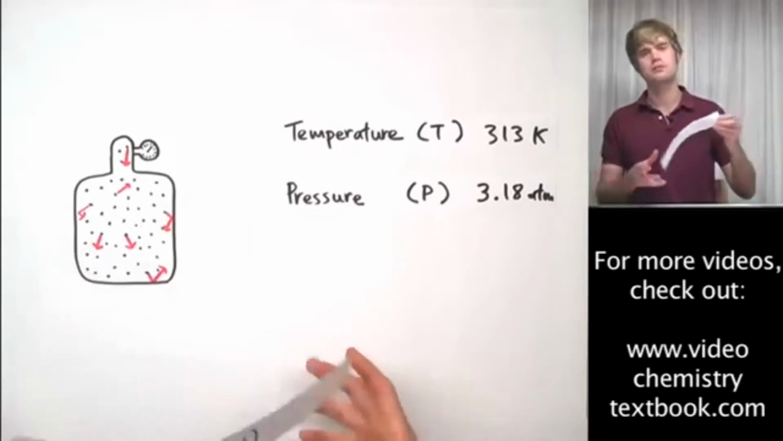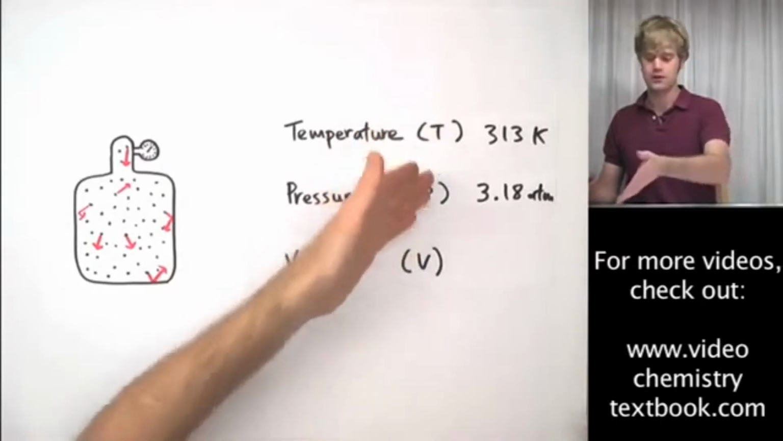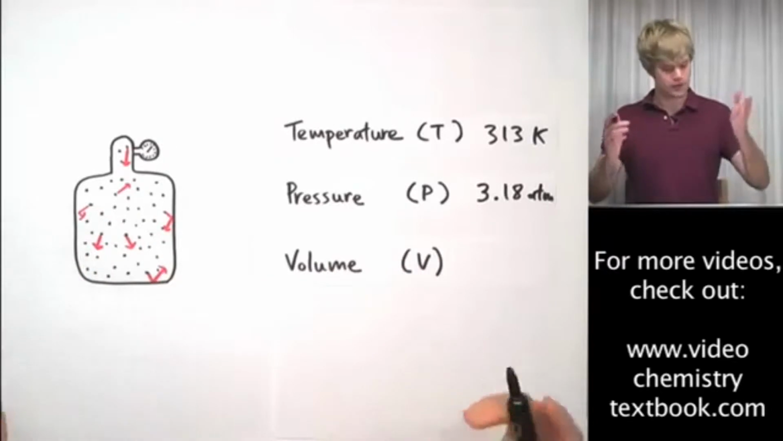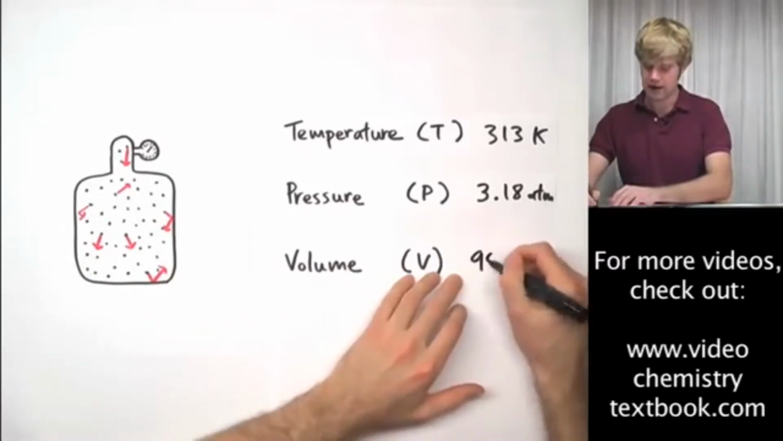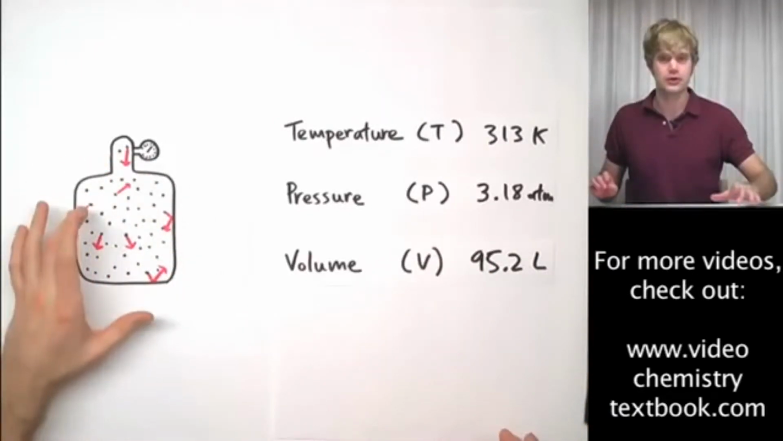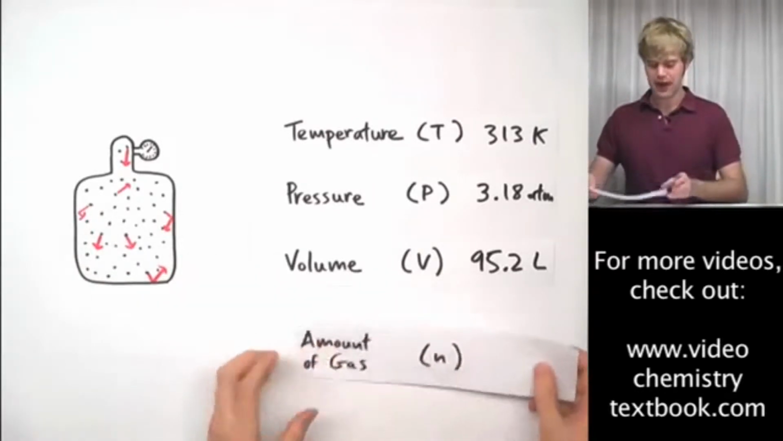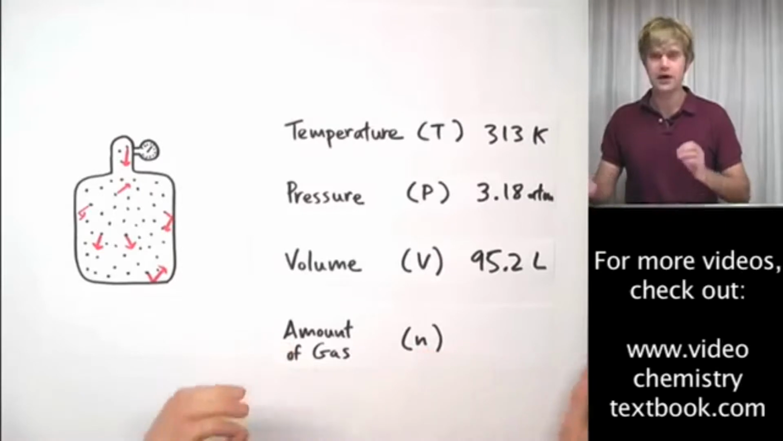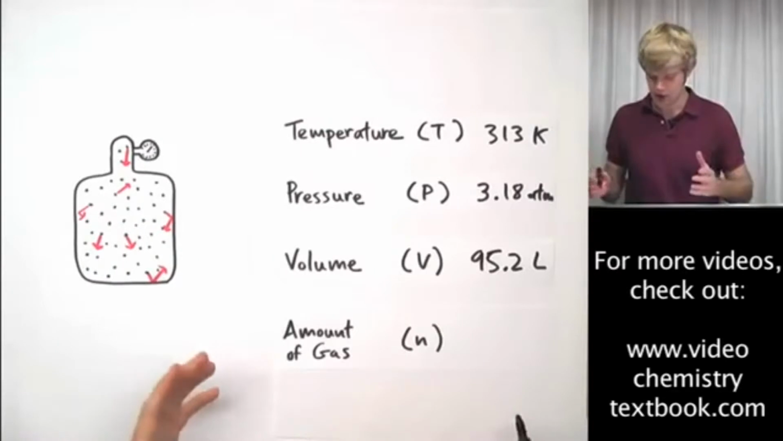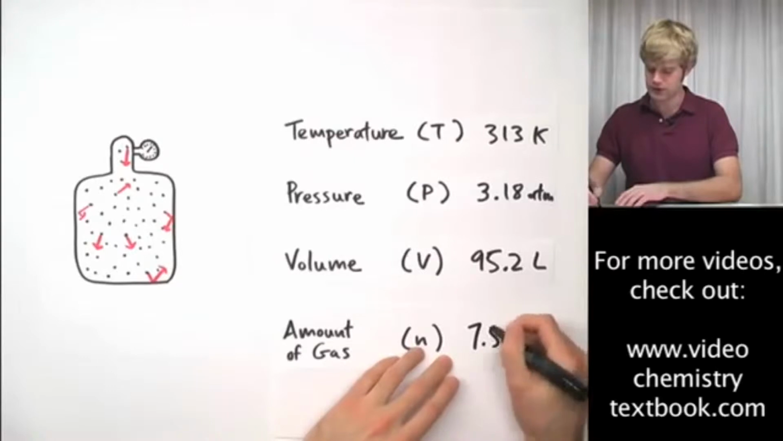Another thing that we spend a lot of time talking about when it comes to gas is volume. I have these letters here that are how each one of these things is abbreviated. Volume, V: the volume of this tank might be something like 95.2 liters. And finally, look at these particles that I've drawn. There's a certain amount of gas in here, and the amount of gas, abbreviated by the letter n, is usually reported in moles, which is a convenient measure of how much of something we have. So we could say that the amount of gas in this tank is 7.5 moles.